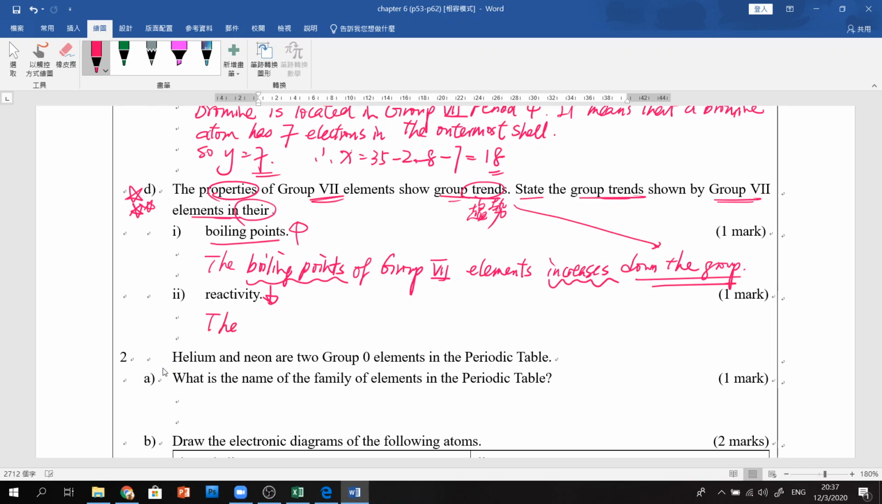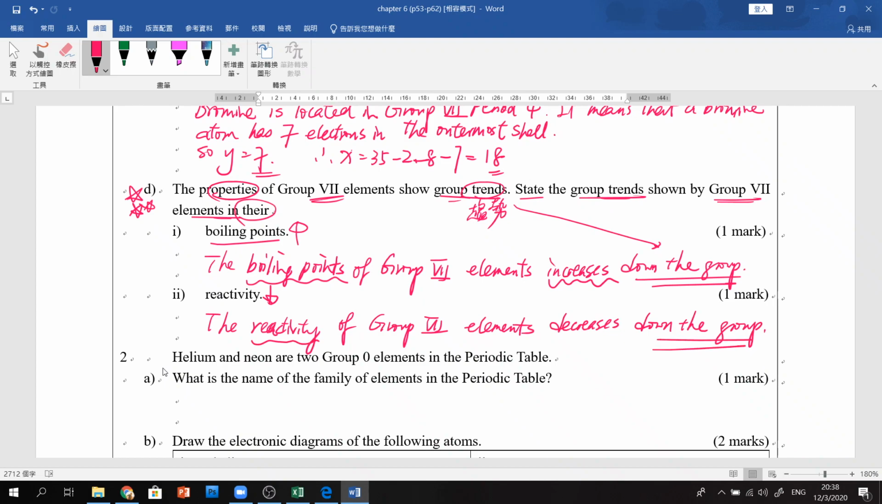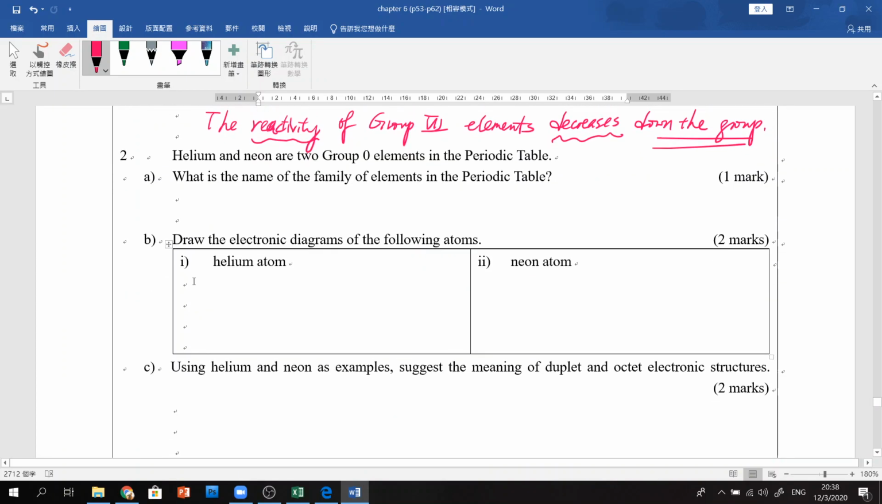How about reactivity? Similarly, can you write down something similar? Yes, that's right. So this is the reactivity of group 7 elements. I use a downward arrow, which means decreases down the group. Reactivity of group 7 elements decreases down the group. Okay, this is what I would like to talk to you about for question 1.